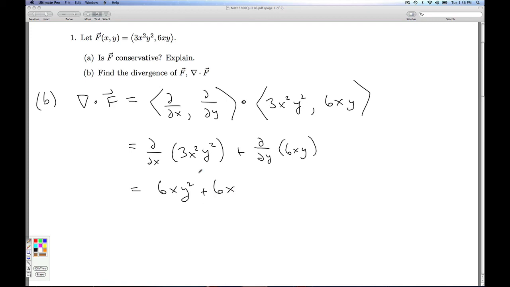So remember, the divergence of a vector field gives you a scalar function. This is a function of two variables like we studied in chapters 13 and 14. That'll do it for number 1.